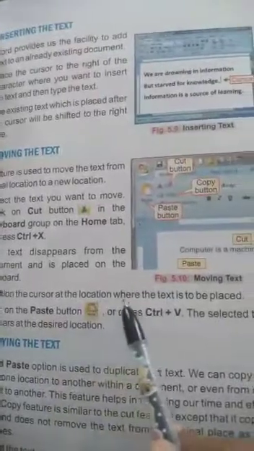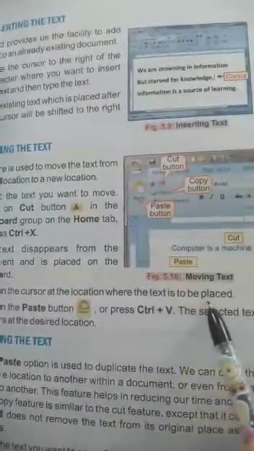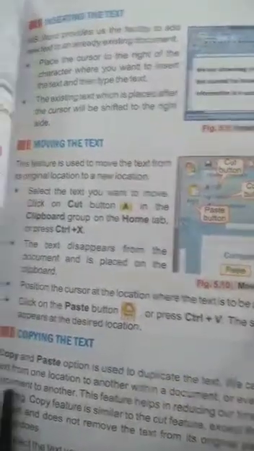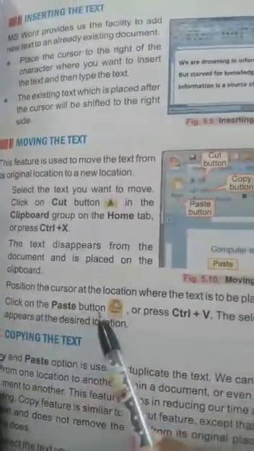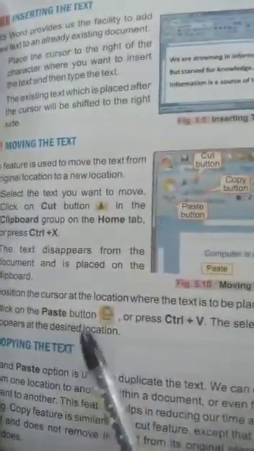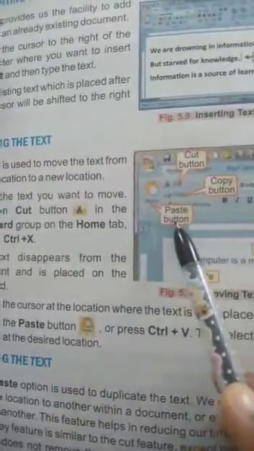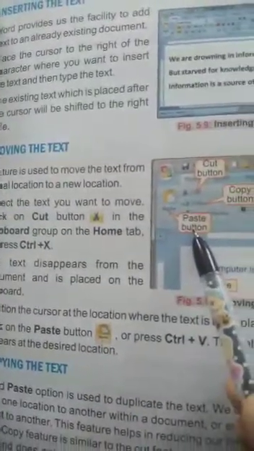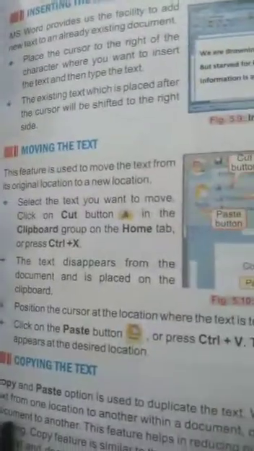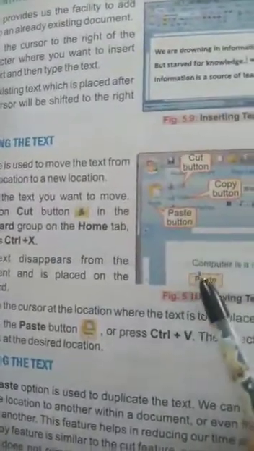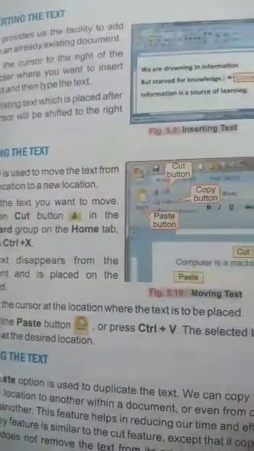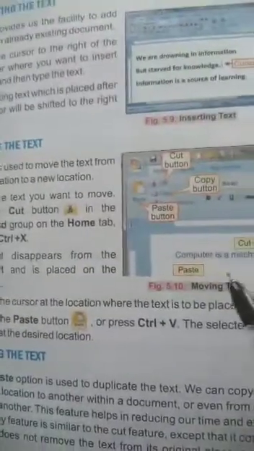Position the cursor at the location where the text is to be placed. Next, click on the paste button or press Ctrl plus V. This is the paste button. The selected text appears at the desired location.